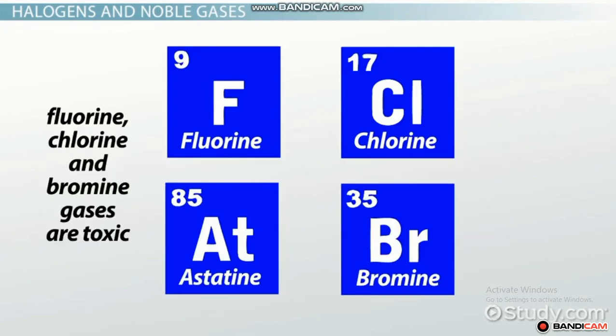Fluorine, chlorine, and bromine gases are toxic. While astatine is so radioactive, it decays almost as soon as it exists.